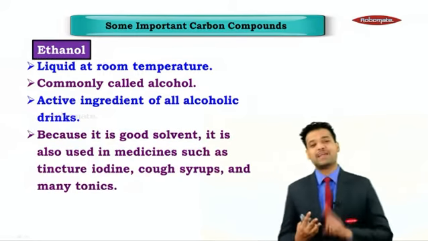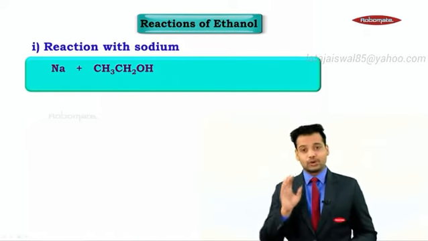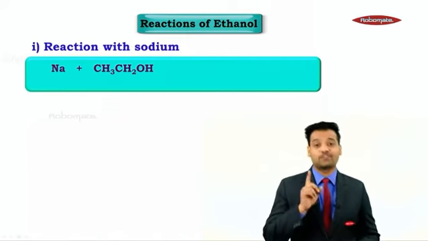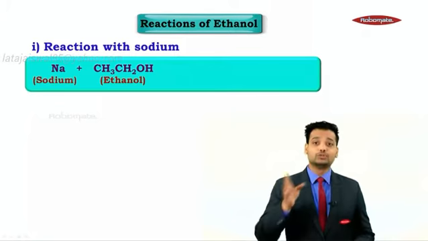So, reactions of ethanol. Reaction with sodium. Very simple. Ethyl alcohol with sodium. Now, sodium is a metal. So, you might be knowing that carbon will only form shared bonds. So, sodium will never react with carbon. It will only react with oxygen over there. So, what does sodium do? Sodium displaces the H from the OH and goes into that bond.